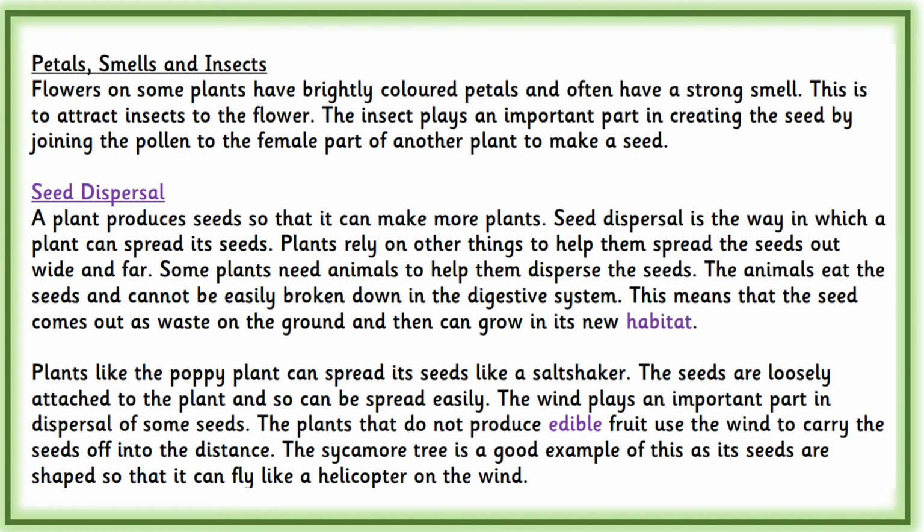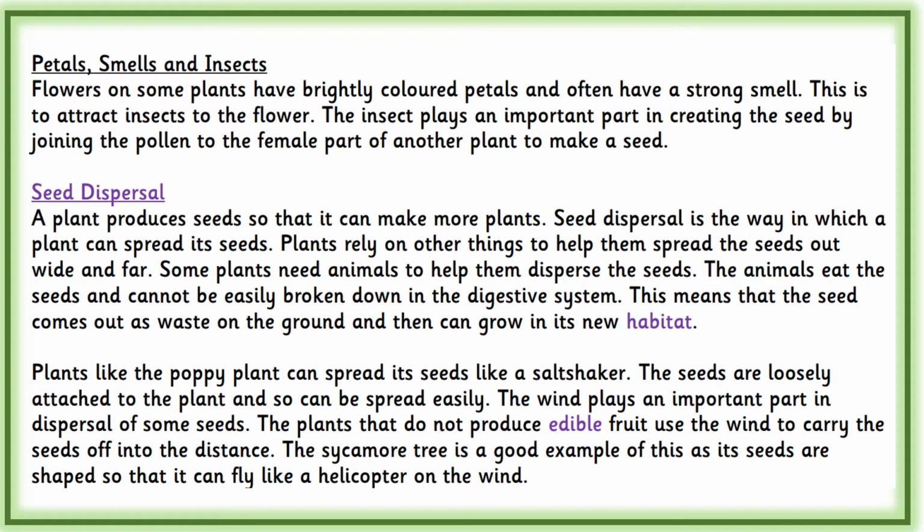Petals, smells and insects. Flowers on some plants have brightly coloured petals and often have a strong smell. This is to attract insects to the flower. The insect plays an important part in creating the seed by joining the pollen to the female part of another plant to make a seed.